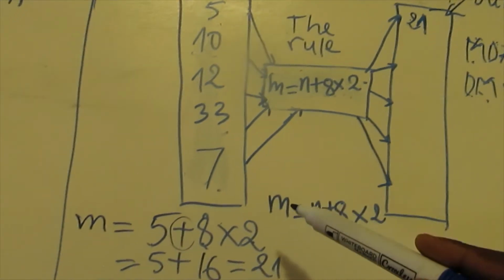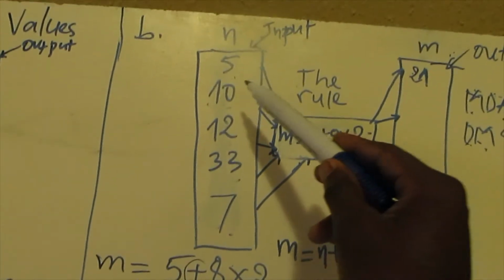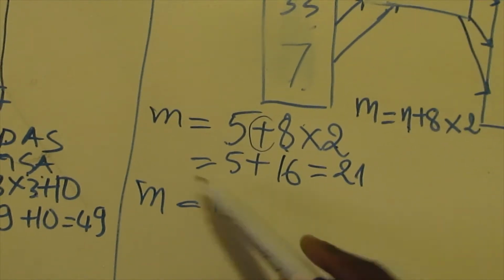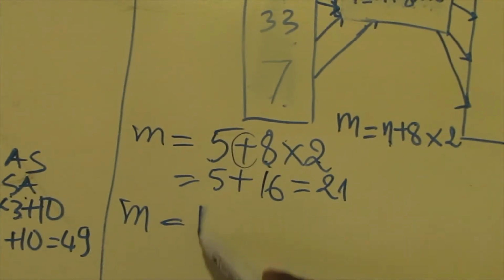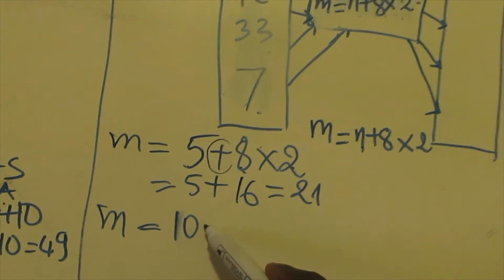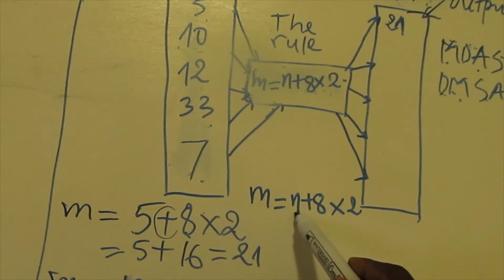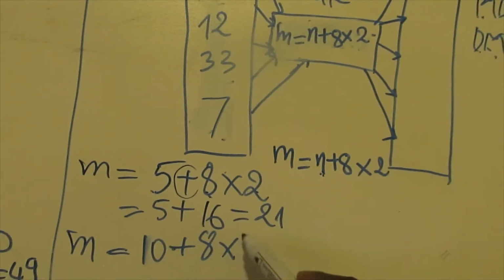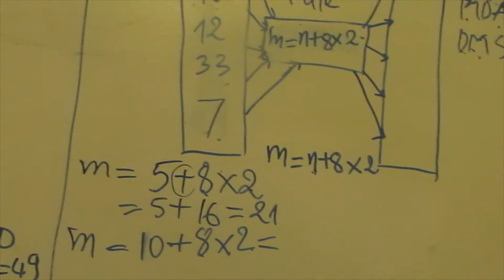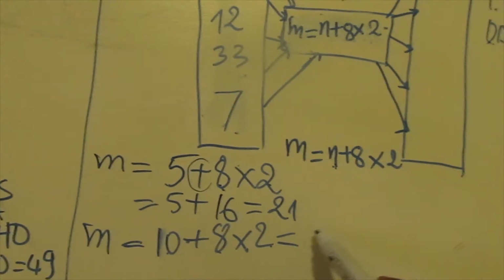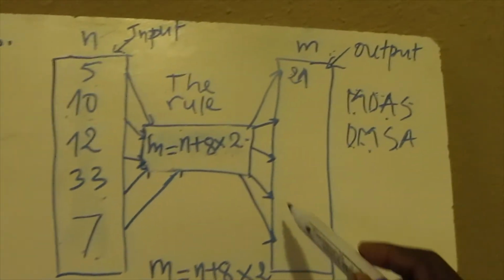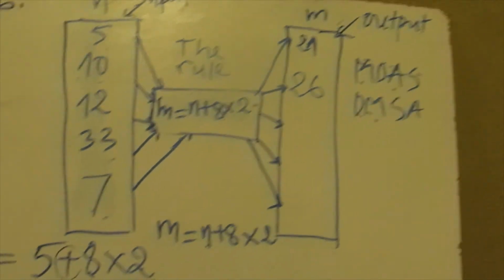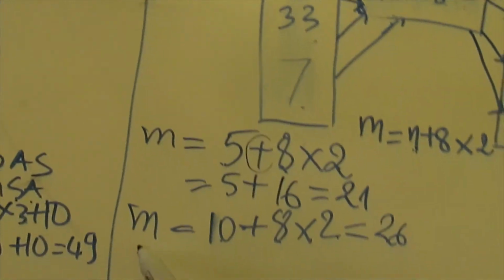Then we carry on with the second one. The second input is 10. M equal to, then our n, we replace the value of n. 10 plus 8 times 2. 8 times 2 is 16, plus 10, 26. So we go again. Our second input, output 26, and we carry on with the third one.